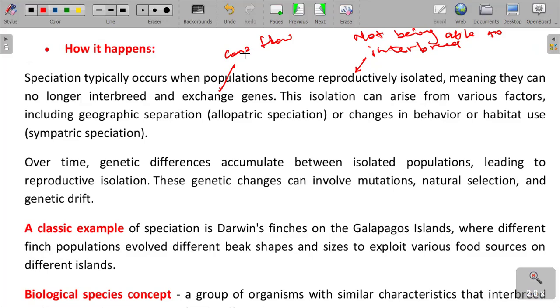This isolation can arise from various factors, including geographic separation, which we say is allopatric speciation, and changes in behavior or habitat use. So we can talk about types of speciation. I can name them as types of speciation.